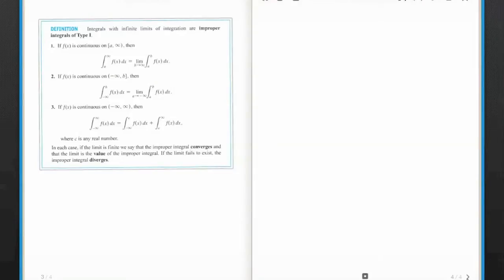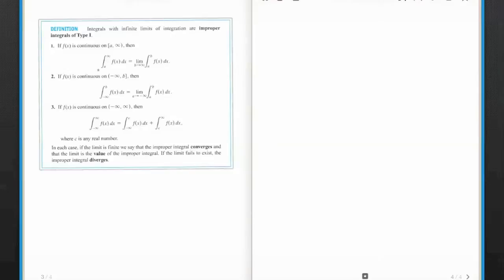Now I like to read these and then say, does this make any sense, right? Because this math language is often very confusing. Integrals with infinite limits of integration are improper integrals of the type 1. If f of x is continuous on a to infinity, right? So from a to infinity, this function has to be continuous. The integral of f of x from a to infinity, f(x) dx, is the limit as b approaches infinity. So all we did here is swap the b for the infinity sign of f of x.